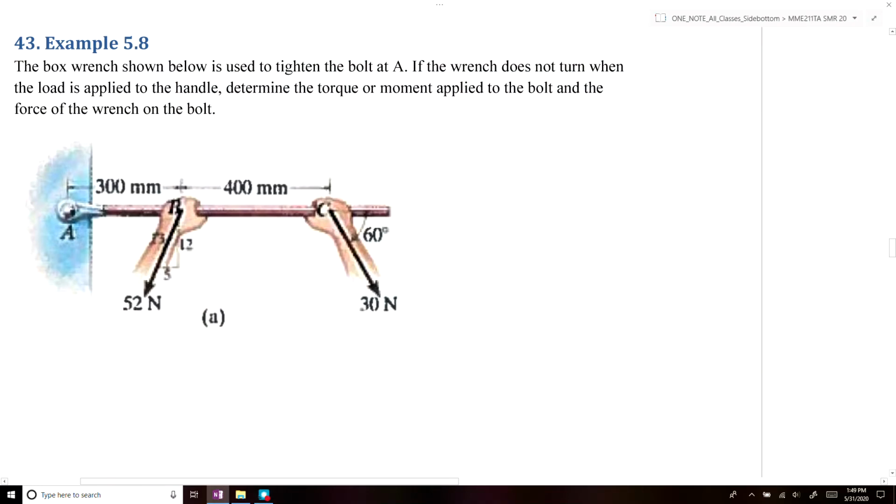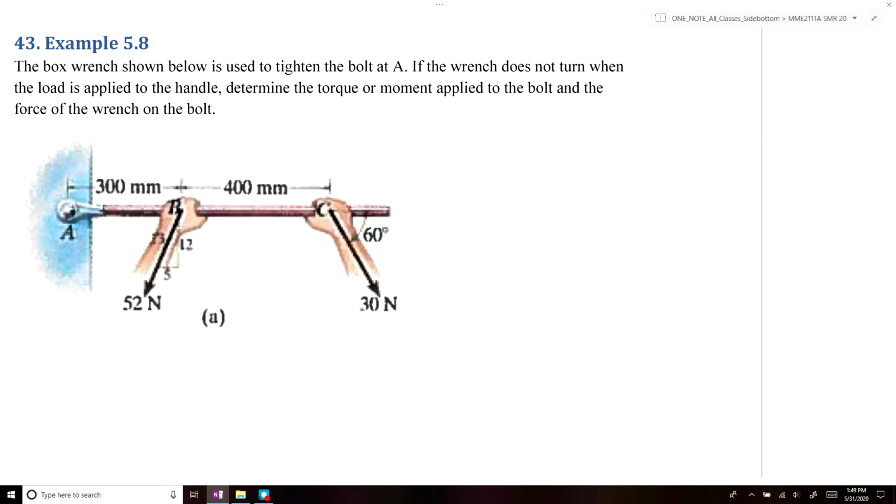So, in this example problem, we're given that an operator is trying to apply a torque to a bolt at point A using a torque wrench, or box wrench, I apologize. The wrench does not turn when the load is applied to the handle, so there's no motion in the system, so it's static. So we're asked to determine what is the torque or moment applied to the bolt, and the force that's applied to the bolt due to the operator's forces.